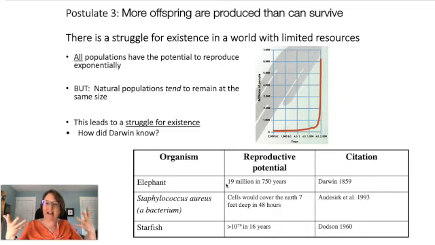And he actually talked about that in his large book, The Origin of Species. And then other scientists have done this kind of calculation with other species, and we're going to talk about this later too. It's obvious that it's not happening, right? We're not up to our armpits in elephants or bacteria or starfish, so something is causing them to struggle for existence, and only a few are making it to reproduction.